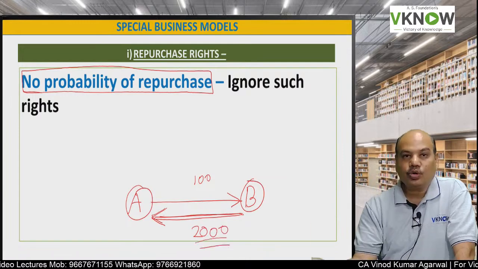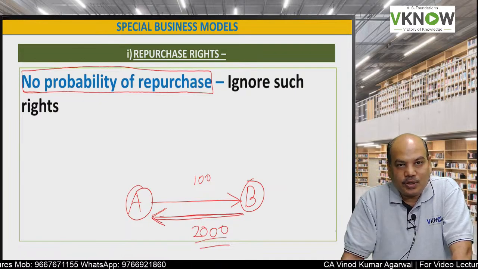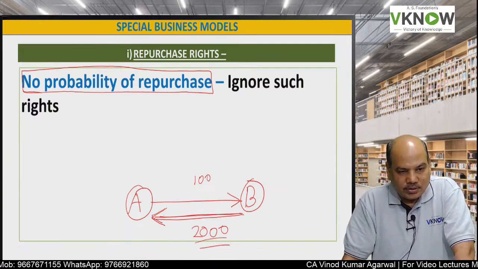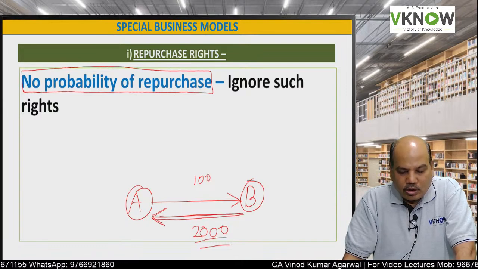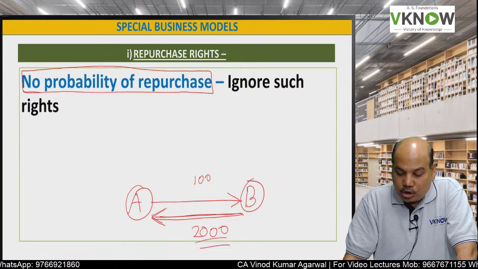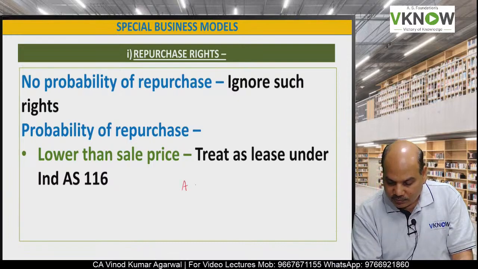A sells goods to B for 100 rupees, and after 3 months A has a right to repurchase it for 2000 rupees, which means most probably, or with 100% probability, it will not be repurchased.